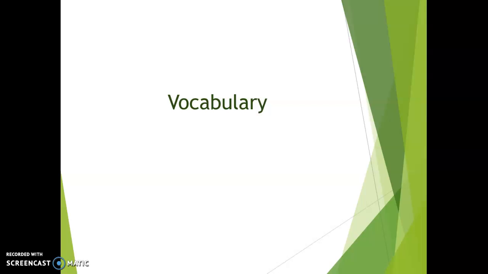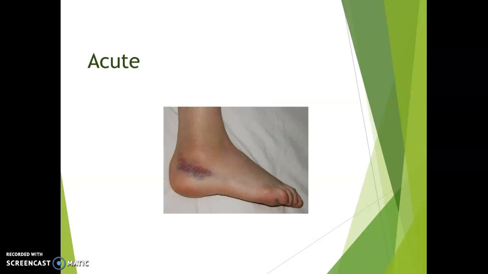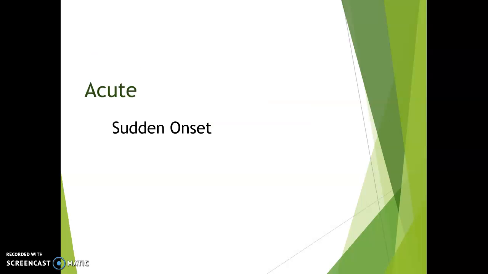And then I have some vocabulary. So starting with acute. Acute means a sudden onset. So this means that an injury happened very suddenly, just in one instance. I fell and I rolled my ankle, that would be an acute injury.